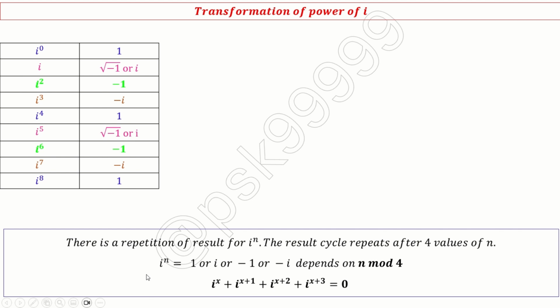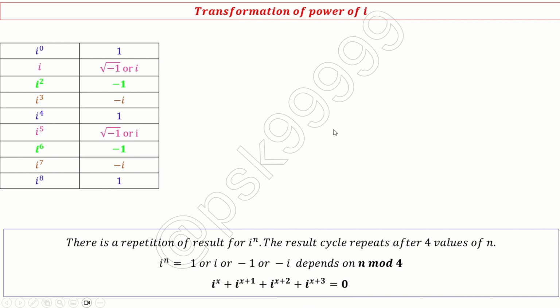Also remember, the sum of 4 consecutive i powers is 0, which means i power x plus i power x plus 1 plus i power x plus 2 plus i power x plus 3 is 0. You can start from anywhere. For example, starting with i cube plus i power 4 plus i power 5 plus i power 6: these consecutive values give minus i, plus 1, plus i, and minus 1. So the sum is 0. Any 4 consecutive powers of i sum to 0.